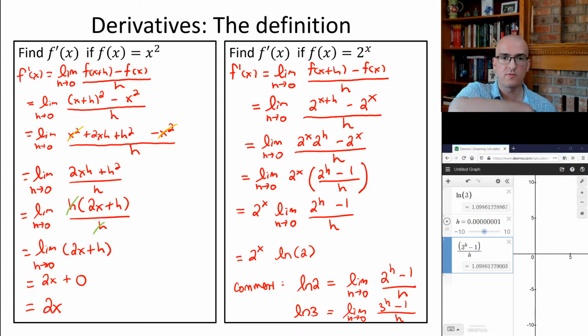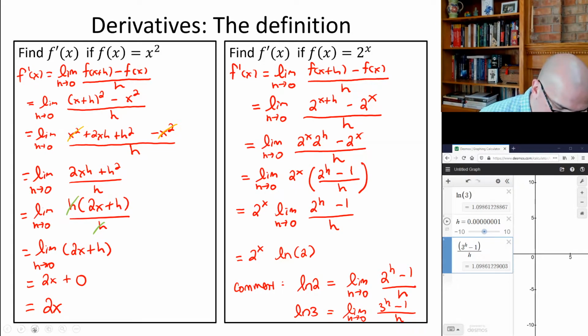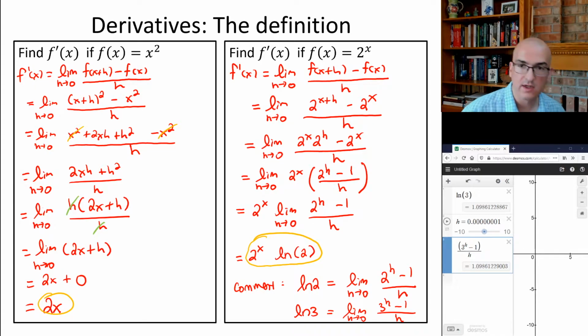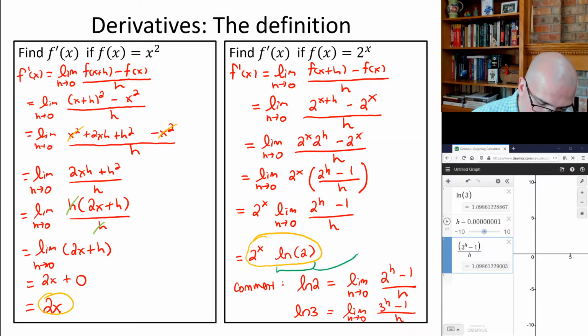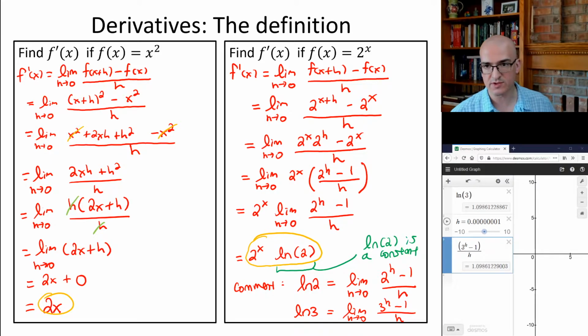Before moving on, let's look at the difference here. We took the derivative of x squared and got 2x. We took the derivative of 2 to the power of x and got the same function back, 2 to the x, multiplied by a constant, ln 2. I should highlight that ln 2 is a constant, and the value of the constant was the value that was appearing before, 0.69, whatever. So again, we get the original function back times a constant. Very different behavior than a polynomial derivative.